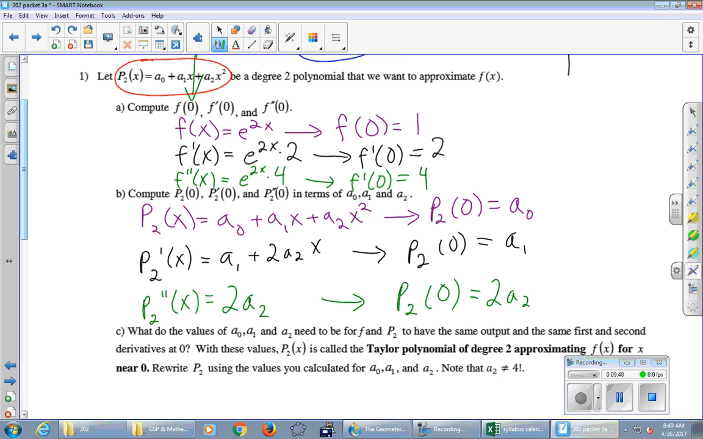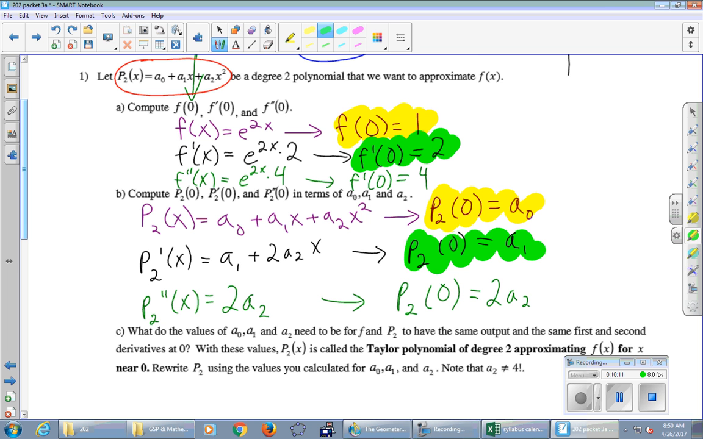Okay, so now what we are going to do is make that parabola and that exponential function agree with each other at these three moments. So I am going to make f of 0 equal p2 of 0. And that's an equation, right? A0 equals 1. That's my equation. And then separately, we're going to make f prime of 0 equal p2 prime of 0. And then finally, we're going to make f double prime of 0 match p2 double prime of 0.